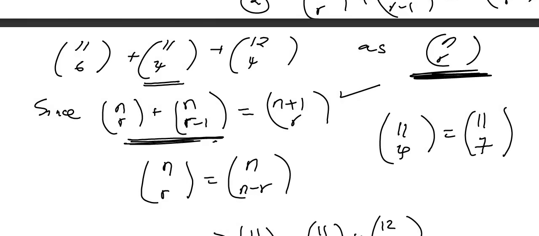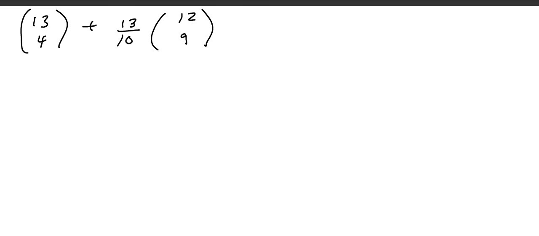The next question is the same thing, they're saying express, but now they've given us this expression. This is a little bit tricky and interesting. There is 13 choose 4, plus, and then a fraction outside, 13 over 10, times 12 choose 9, then plus 14 choose 5. They want this again expressed in the form of n choose r.